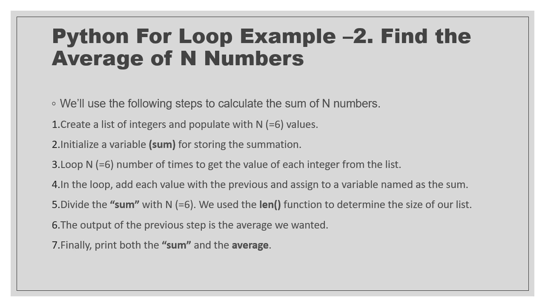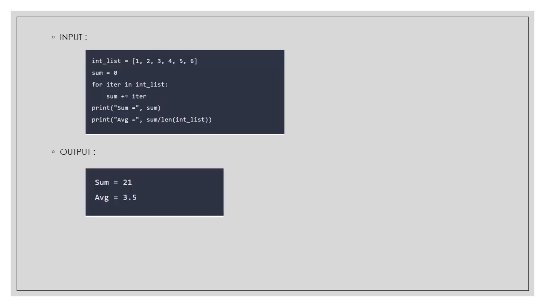The loop adds each value to the previous and assigns it to a variable named sum. Divide the sum by n equal to 6. We use the len function to determine the size of a list. The output of the previous step is the average we wanted. Finally, print both the sum and average. Input.